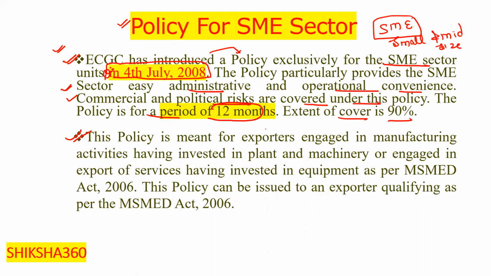This policy is meant for exporters engaged in manufacturing activities, having invested in plant and machinery, or engaged in export of services, having invested in equipment as per the MSME Act 2006. So it is for MSMEs, either manufacturing or the service sector. This policy can be issued to an exporter qualifying as per the MSME Act 2006.